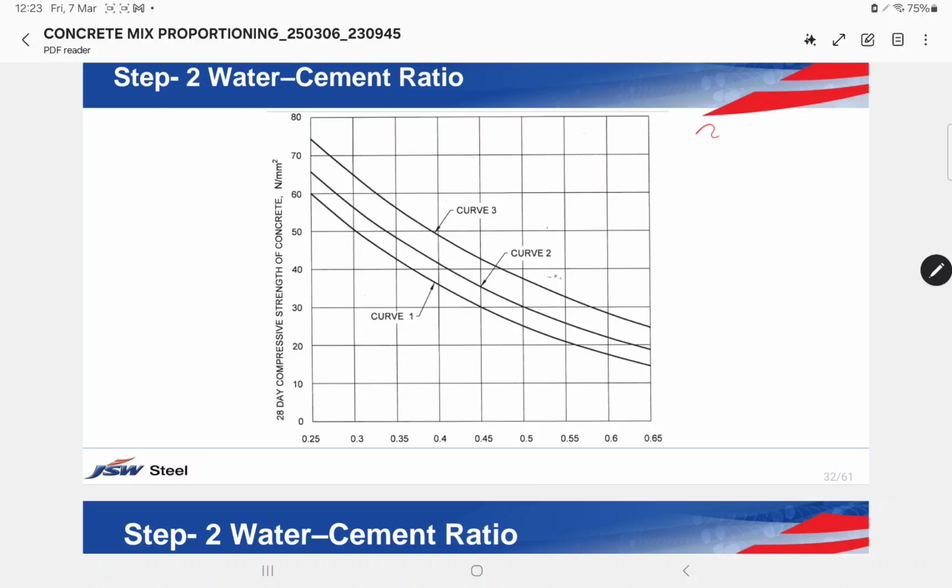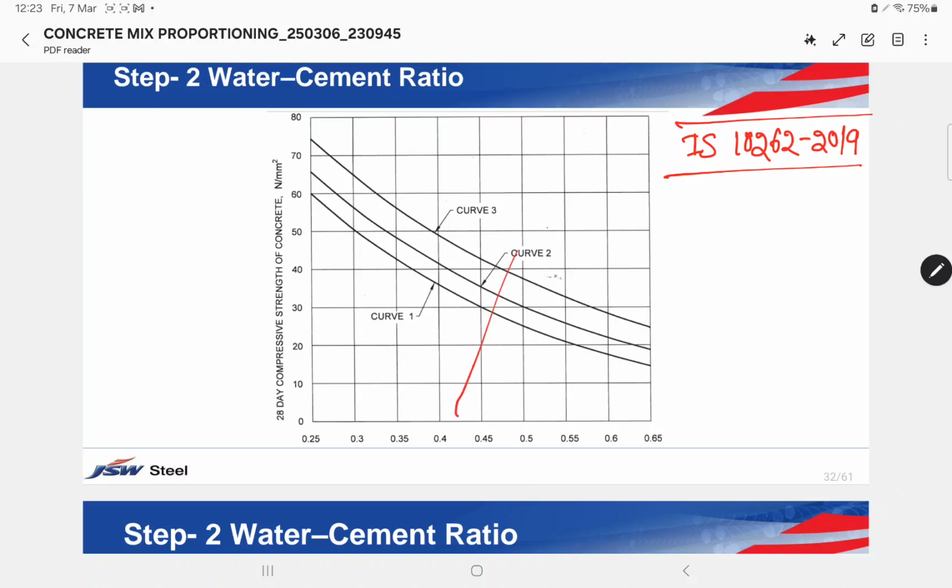Let me write it down. IS 10262 2019. This is the code we refer to for concrete mix proportioning. This code gives you this chart. It has three curves: curve 1, 2, 3. Curve 1 is for OPC 33, then curve 2 for 43, then curve 3 for 53. Also, if you are not using OPC grade cement, but PPC or PSC cement, then the standard suggests that you refer to curve 2.